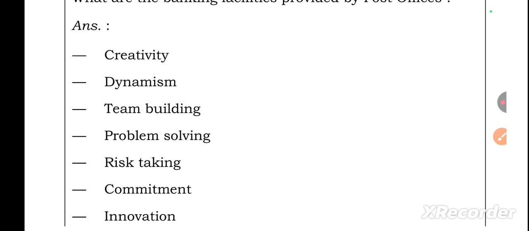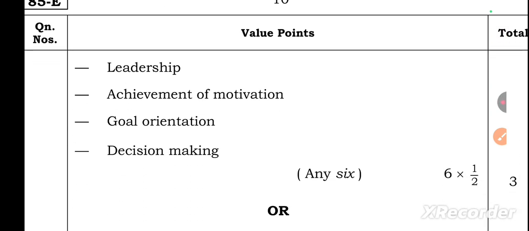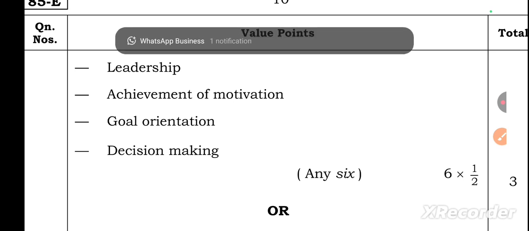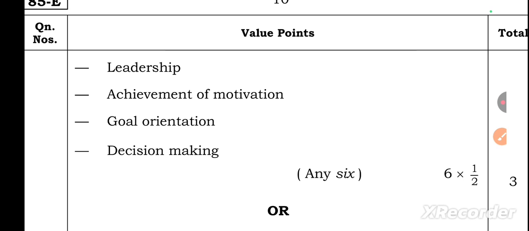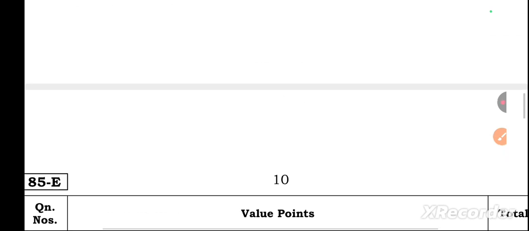The next question: leadership, achievement motivation, goal orientation, decision making. These are all qualities of a businessman. So if you write any 6 important points, you will get 3 marks.